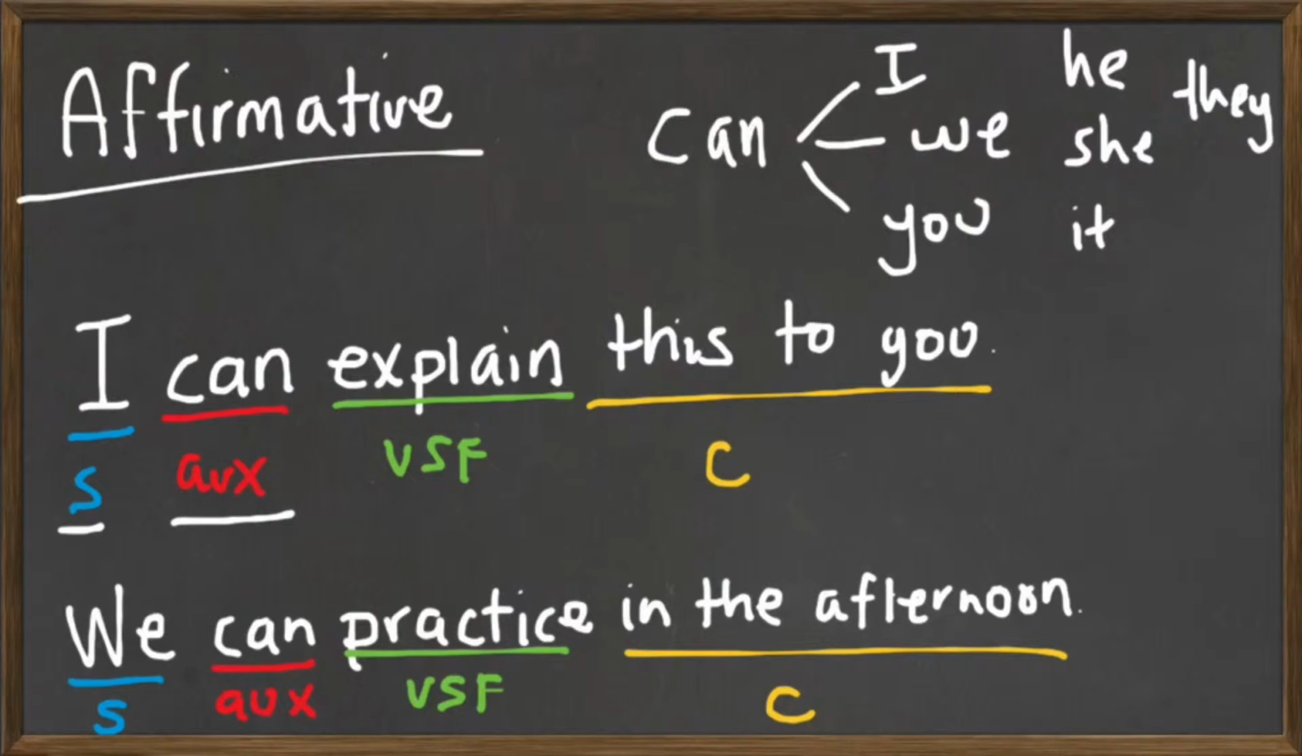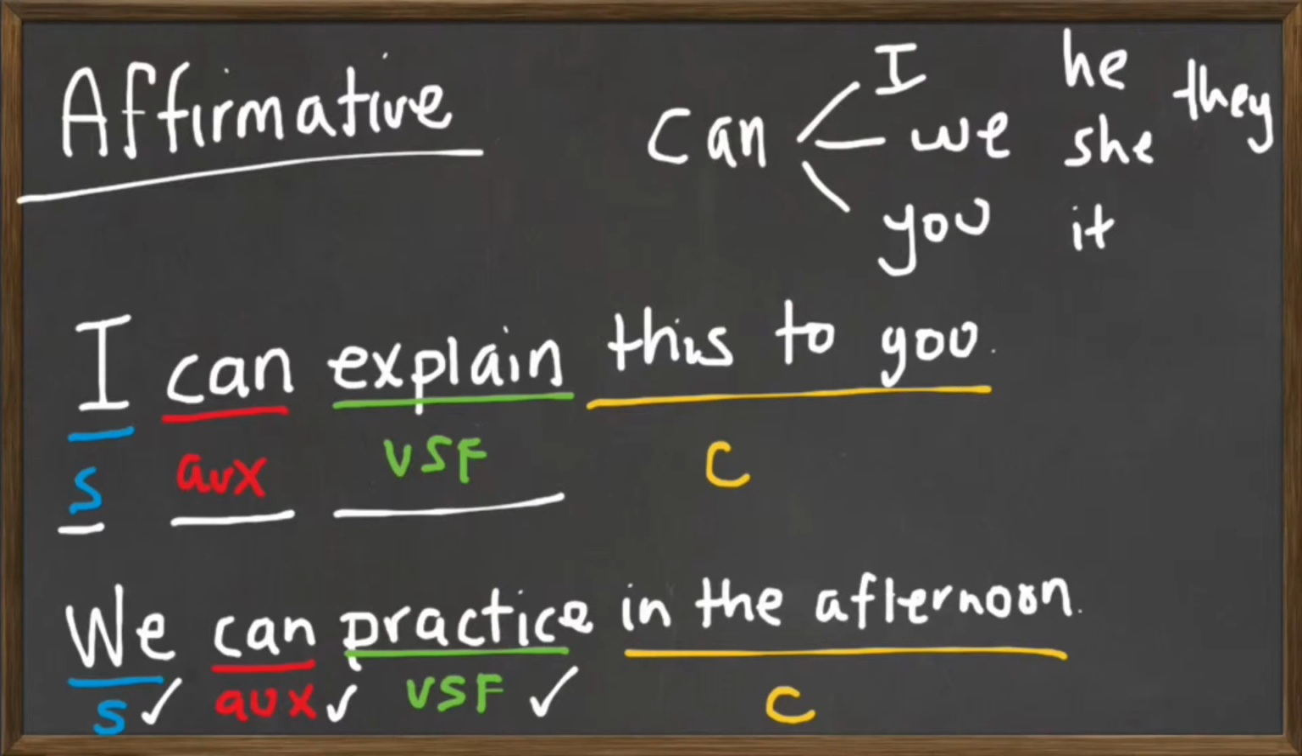The other example we have here is, we can practice in the afternoon. Well, after the auxiliary can, we have the verb in simple form, explain, and the rest of the sentence or the complement, this to you. The second example says, we can practice in the afternoon. We have again a subject, the auxiliary can, verb in simple form, practice, and the complement, in the afternoon.